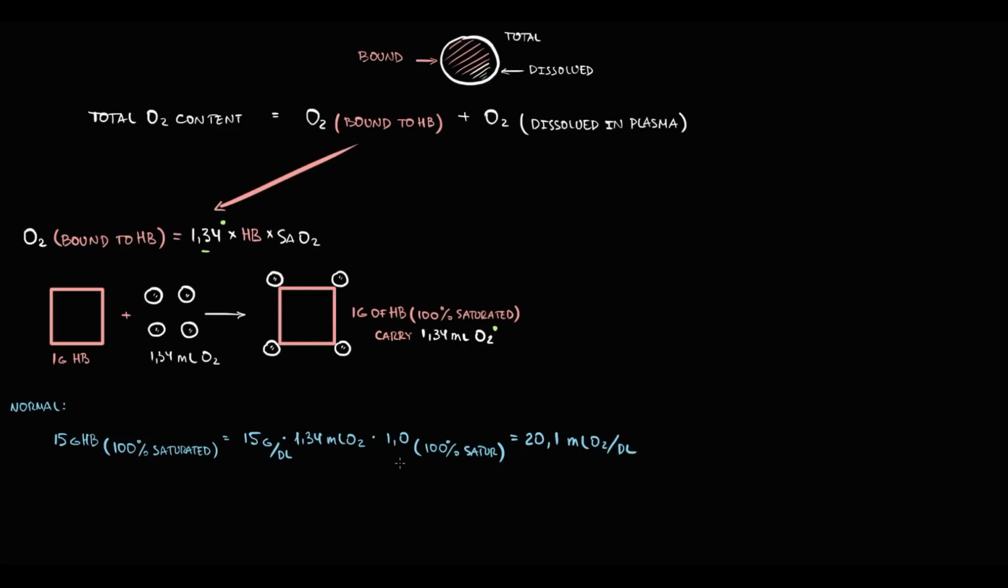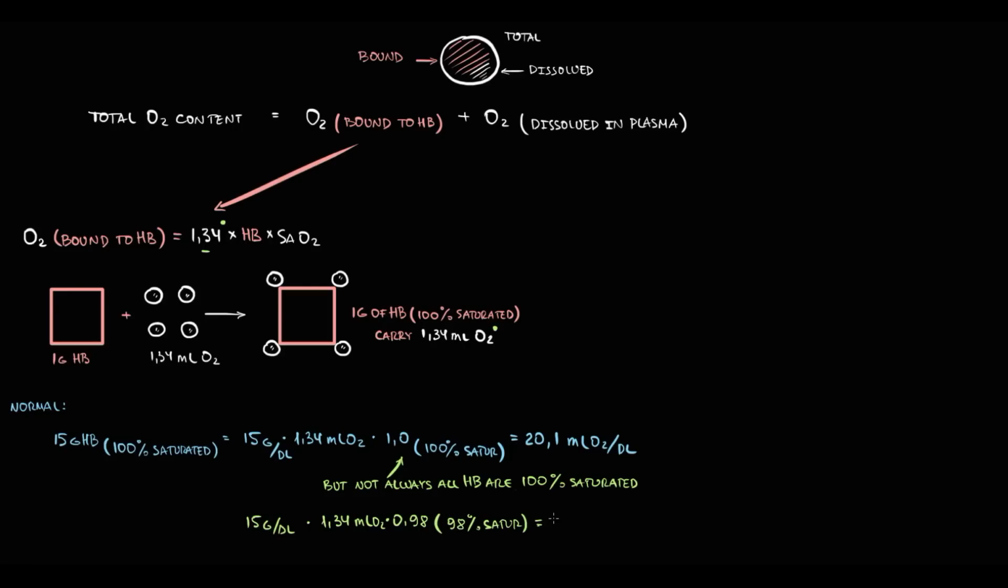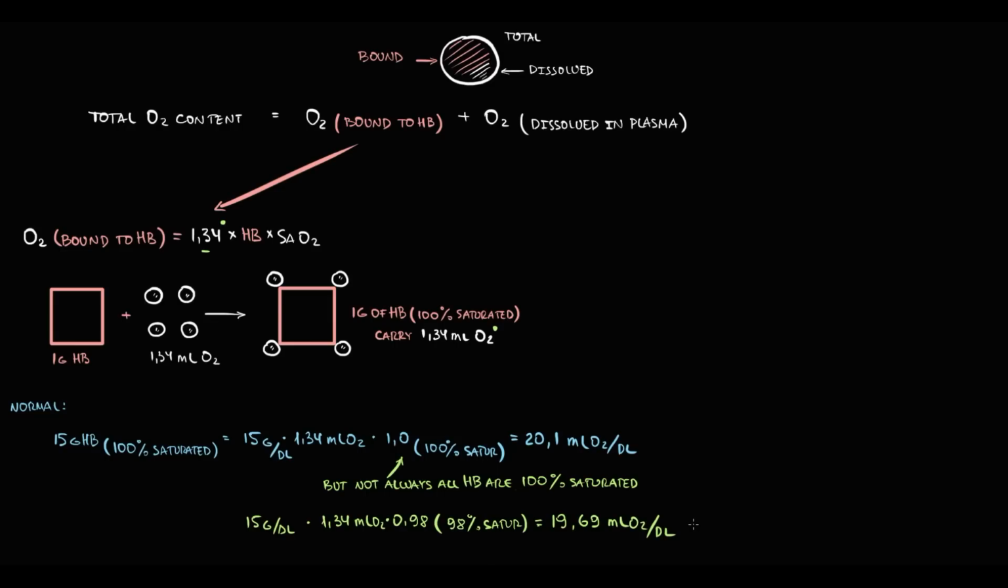But the problem is that not always are all hemoglobin molecules fully saturated. Sometimes some hemoglobin molecules carry oxygen and some do not. So what do we do in this case? Well, if we take the hemoglobin concentration, let's suppose it's the same 15 grams, we take our constant, but now we multiply by the given hemoglobin saturation. Let's suppose in this case 98% of hemoglobin is saturated, and in this case the oxygen binding capacity is 19.69.